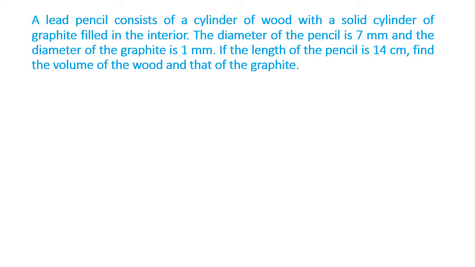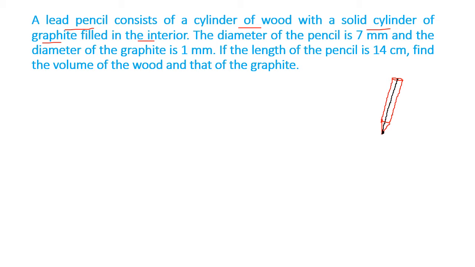Next, we have a lead pencil which consists of a cylinder of wood with a solid cylinder of graphite in the interior. I think you must have seen what a pencil looks like. Pencil is something like this: wood, and in the center you have the graphite. We have the graphite in the center of the pencil, so the graphite is lying in the interior of the pencil.